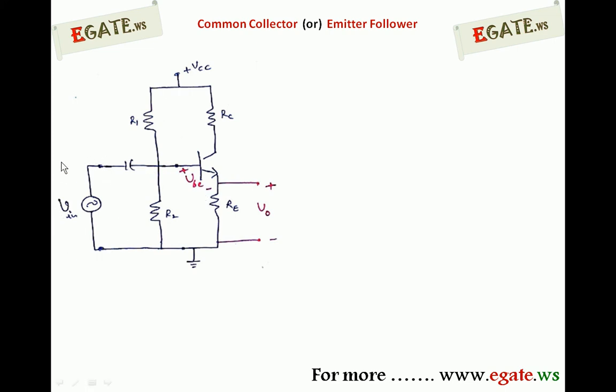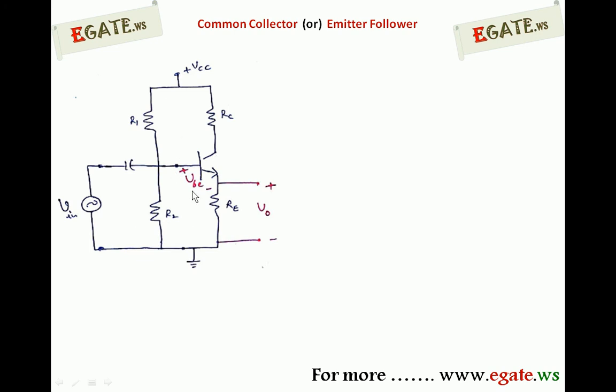This V input, indicated as a sinusoidal signal, is the actual input signal, a small signal, which we are applying towards the input of this transistor so that it gets amplified. A transistor can be configured as common base, common emitter or common collector, based on the terminal which is common for both the input side and output side.